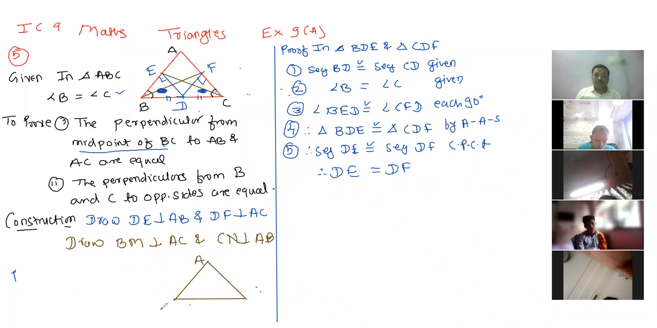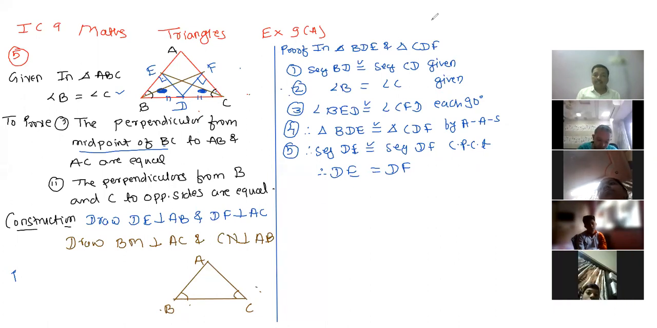So this is A, this is B, this is C. Angle B and angle C are equal, that was for both. But the midpoint condition was only for the first part, not for the second. So keep in mind, both are different conditions. BM I drew, then CN. See, downside now we have this triangle, this BM and this CN. Again the diagram may be a little confusing.